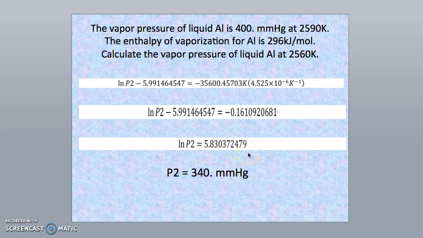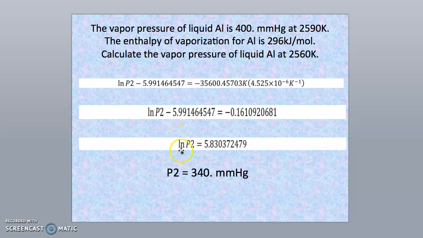Okay, this is the tricky step. I have to get P2 by itself. And the way we do that is we use this function called an inverse log. And on your calculator, it's going to say e to the x, and it's usually right above the natural log. So you'll have to hit like second function, natural log, and that'll give you the e to the x up here. Your calculator may be different.